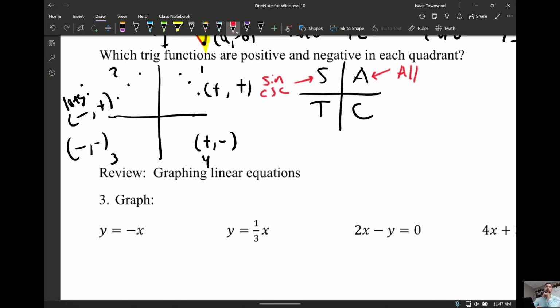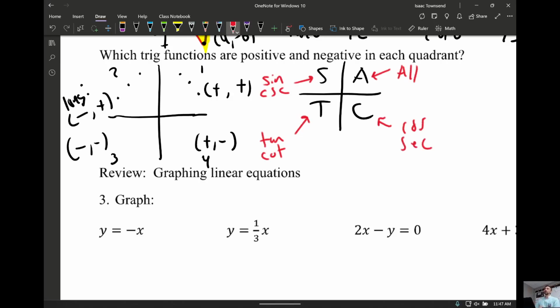Cosecant, his reciprocal, because if you flip a fraction over, that doesn't change the sign. So the only two trig functions that are positive in quadrant 2 are sine and his reciprocal. What's positive in quadrant 3? Tangent and his reciprocal. And then the C, you can probably guess, is for cosine and his reciprocal.